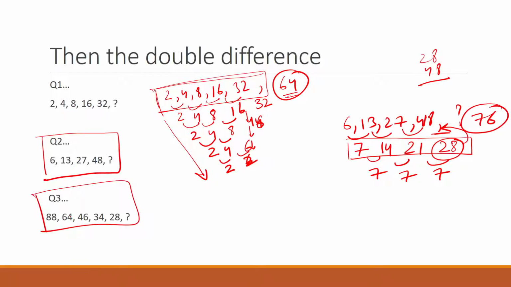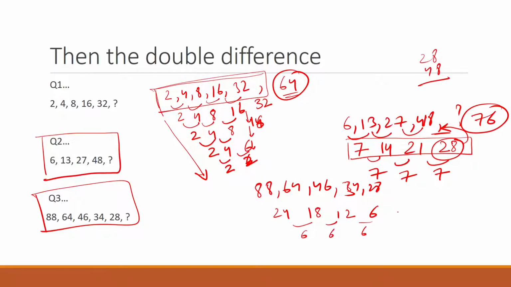Next, the third question is also based on the double difference method. So 88, 64, 46, 34, 28. You would have figured out by now that this is a decreasing series, and this would mean 24 would be the difference here, and this would be 18, this is 12, and this is 6. And the consecutive difference, you can see here, is 6.